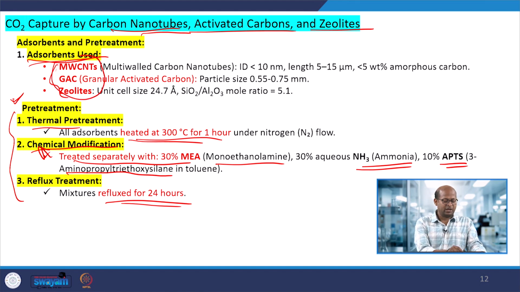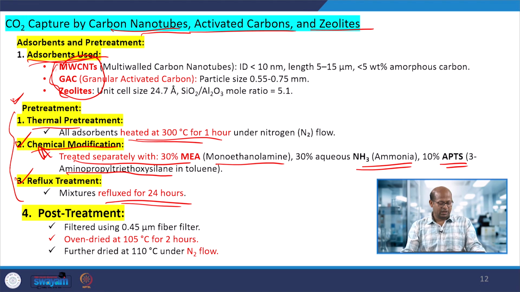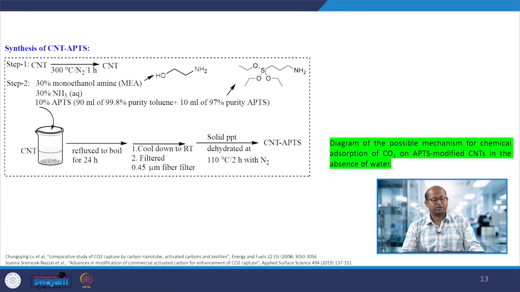These are the different adsorbents we can take, and then with thermal treatment, chemical treatment and reflux treatment we can activate the material, and then use it for CO2 capture. Then for post-treatment we can oven dry the materials, and by flow of nitrogen at 110 degrees centigrade we can remove the moisture or CO2 that has been adsorbed. Then the material can be reused for the same purpose.